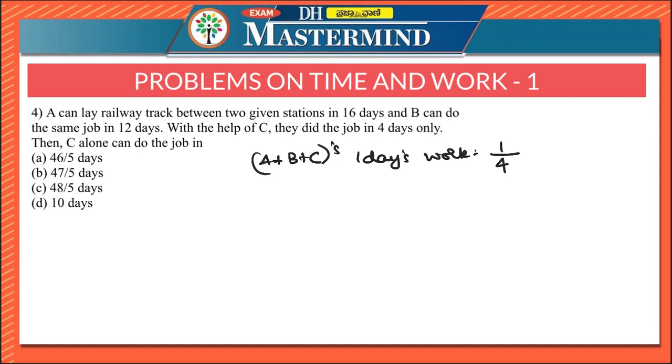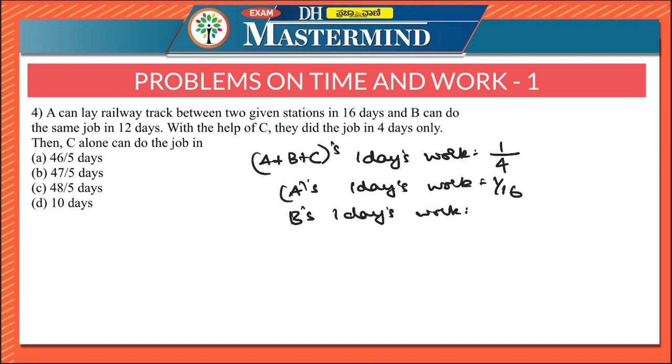And A can lay a railway track between two given stations in 16 days. So A's 1 day's work will be equivalent to 1 by 16. Similarly, B's 1 day's work is equivalent to 1 by 12. So if we subtract the components of A and B from A plus B plus C's 1 day's work, we will get C's 1 day's work.